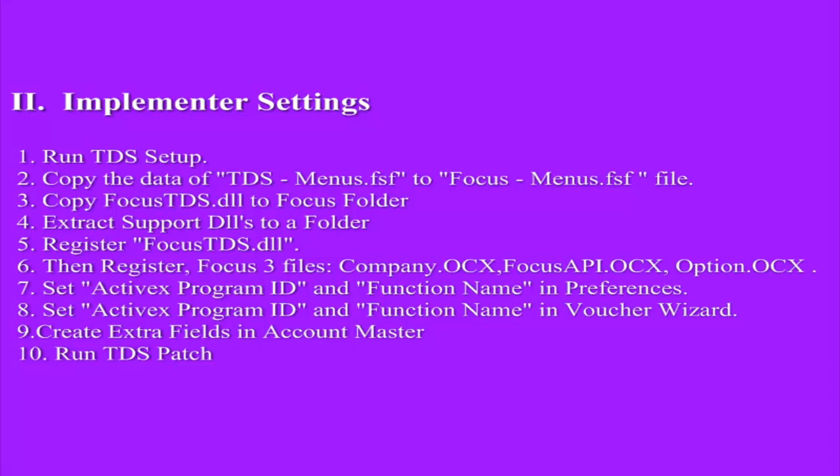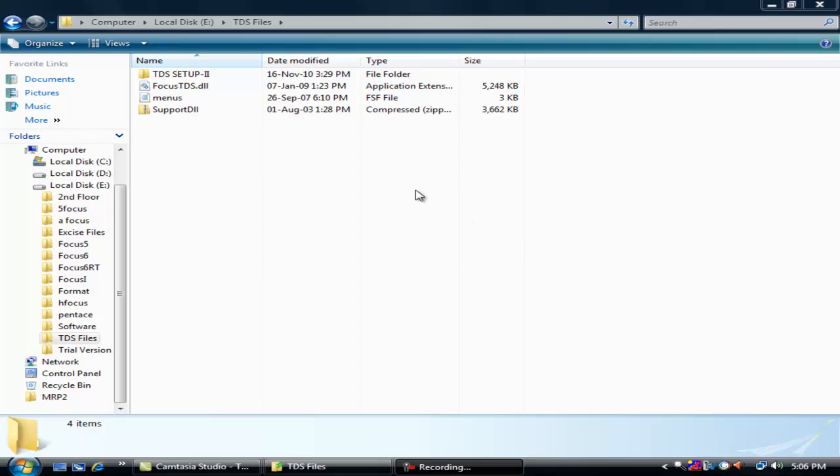Implementer settings: run TDS setup, copy the data of TDS menus.fsf to Focus menus.fsf file, copy focus TDS DLL to the Focus folder, extract support DLLs to a folder, register focus TDS DLL, also register support DLLs, then register Focus 3 files: company.ocx, focus api.ocx, option.ocx. Set ActiveX program ID and function name in preferences. Set ActiveX program ID and function name in voucher wizard. Create extra fields in account master. Run TDS patch.